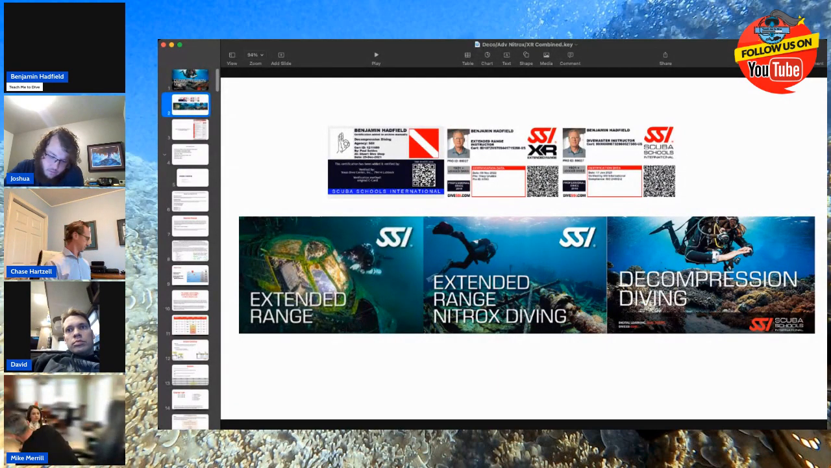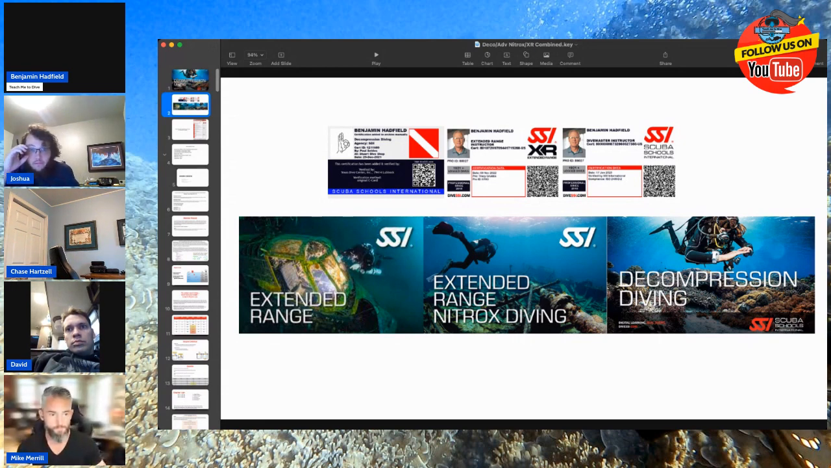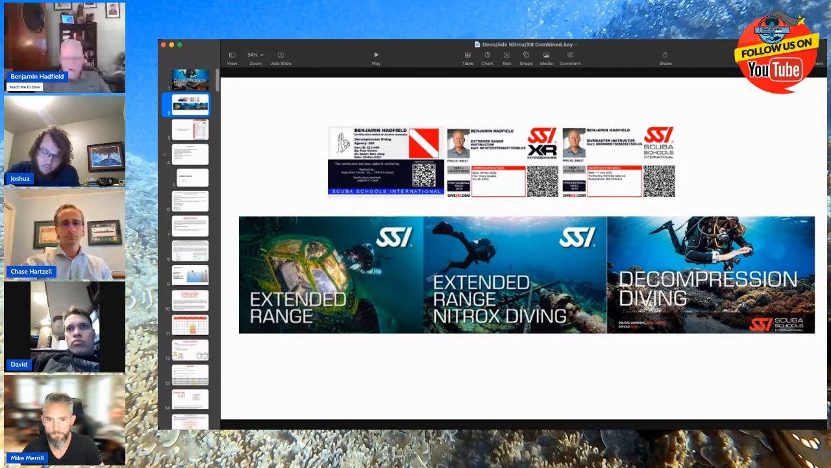Now, to clarify, Extended Range Nitrox comes before Extended Range, but if I magically decree and feel you to be worthy, you can skip Extended Range Nitrox and go straight to Extended Range. The course is basically the same. Extended Range is just more in depth and has 2 extra dives. So that's what we're going to be working on tonight.